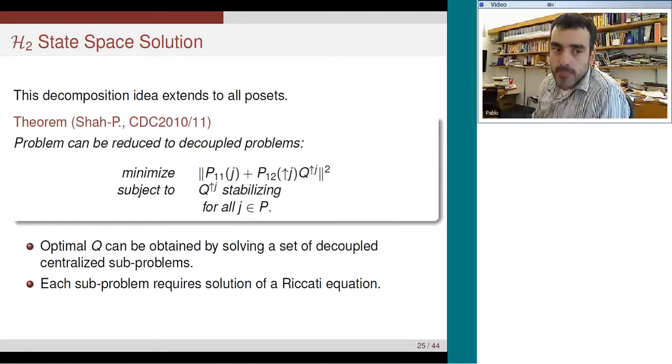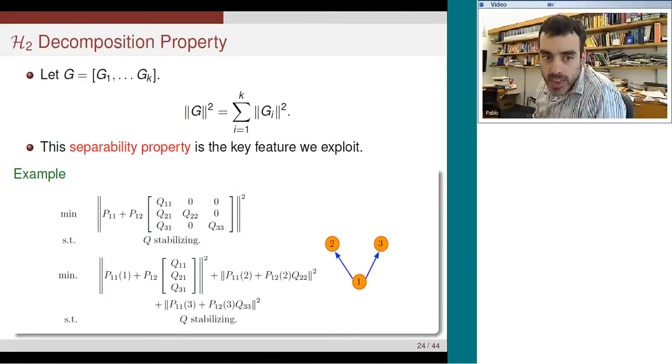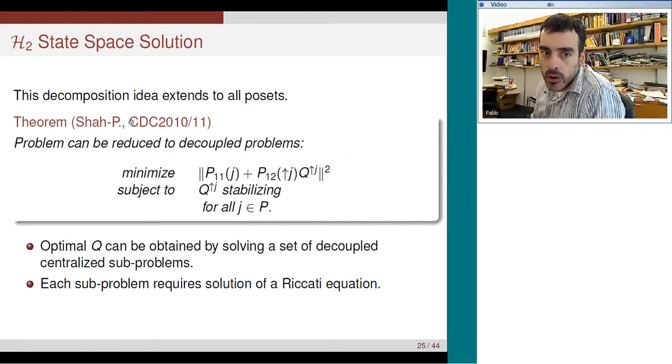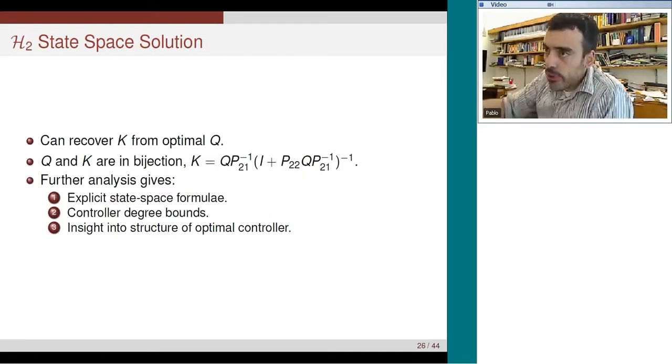But the point is, we can transform this kind of structured problem, again, for the H2 norm, into a collection of decoupled problems. Each one of those we can solve in terms of Riccati equations. So this allows us to solve for Q. We can solve for these Qs by solving all these independent subsystems. And then from this Q, we can invert this funny transformation that we were doing before. And this is what the inverse looks like. And then I can get a controller.